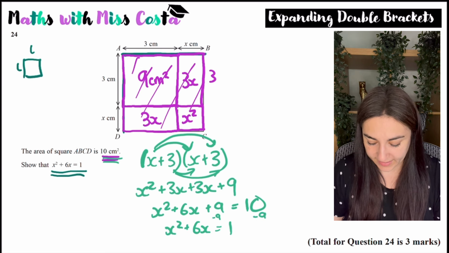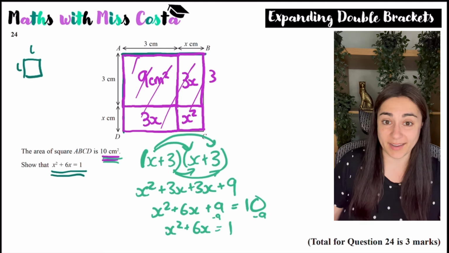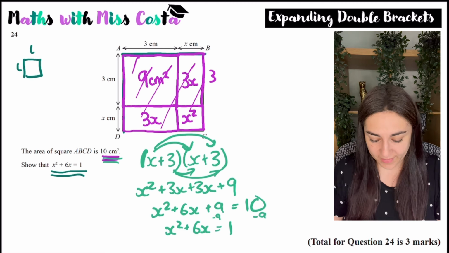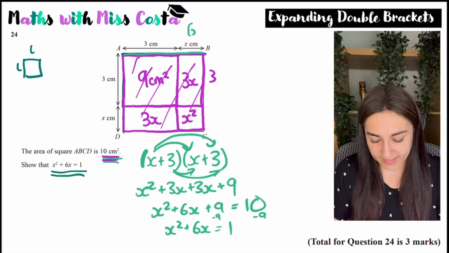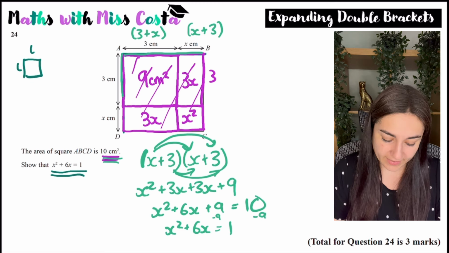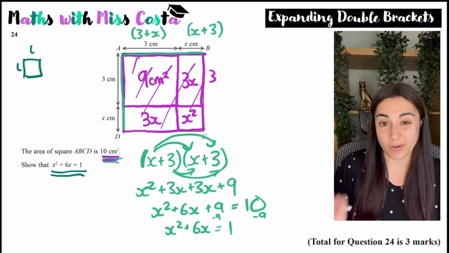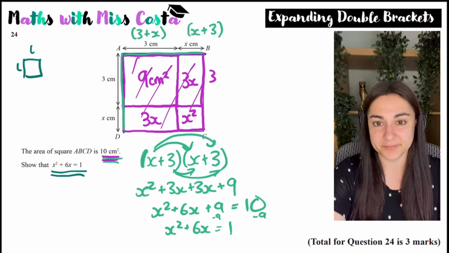So this is a slightly unusual question in that it's not just telling you to expand the brackets, it relies on you to realise that you could write this here as a length like that, or you could have even written it as 3 plus x, it doesn't matter. But recognising that this times this would give you the area, and then rearranging it and simplifying.